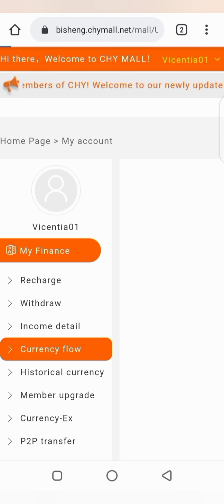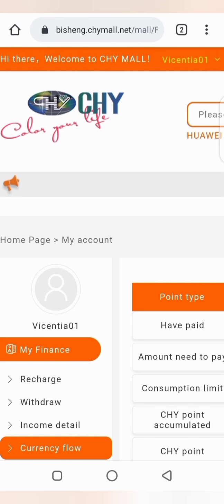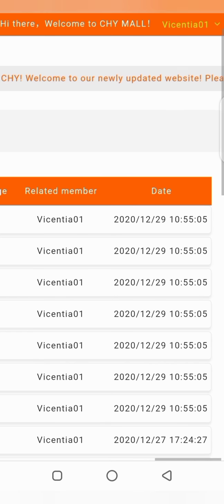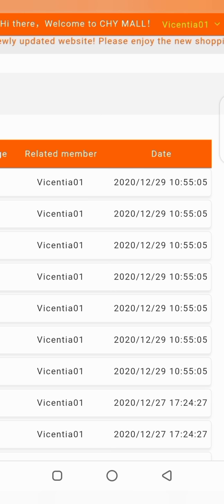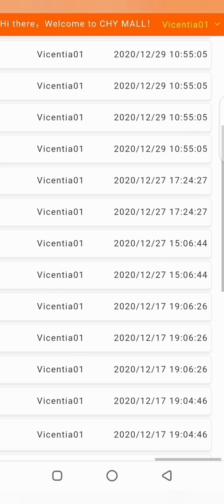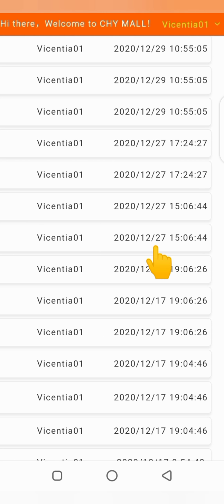Okay, so when you tap on the currency flow, the first thing you are going to look for is the date. So you move to the right side of the page and you look for 27th of December, because this new system upgrade started on 27th. So you are going to look for that date. Okay, so I can see it here, 27th. My previous transactions were on 17th. Okay, so the top one is 27th of December 2020.